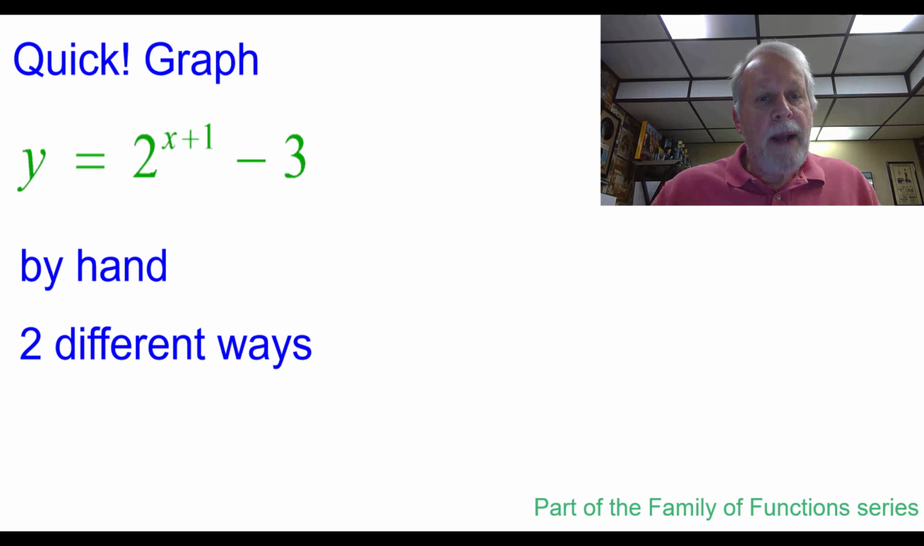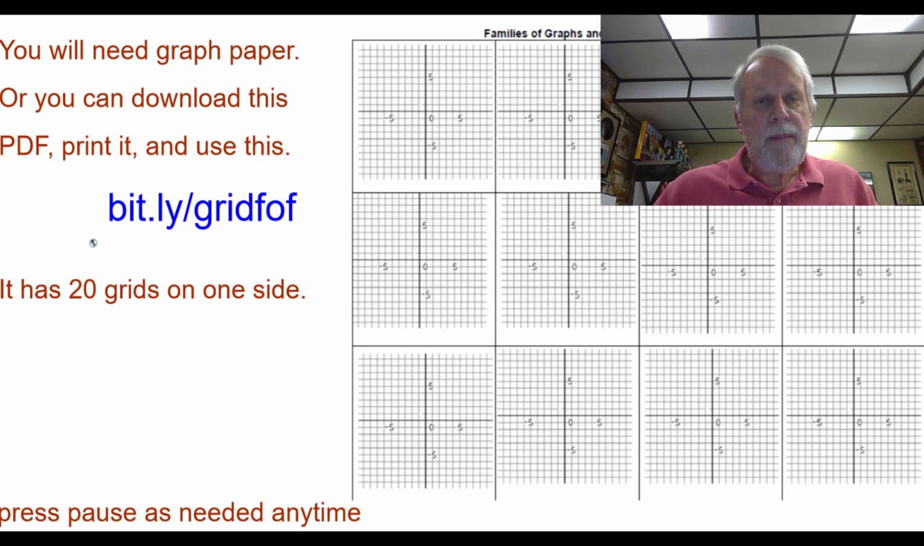Quick, graph y equals 2 to the quantity of x plus 1 minus 3 by hand 2 different ways. This is part of the Family of Functions series. You will need graph paper, or you can download this PDF and print it. Press pause as needed anytime during this video.